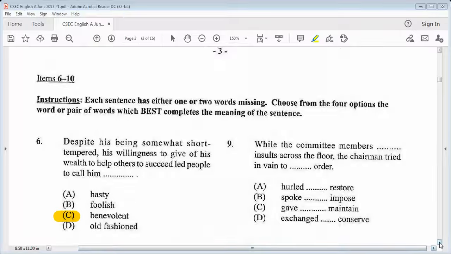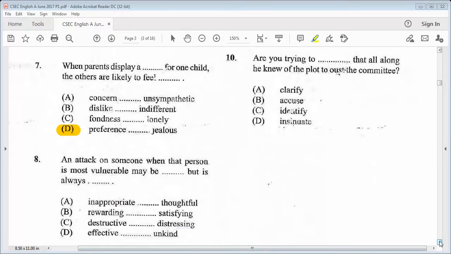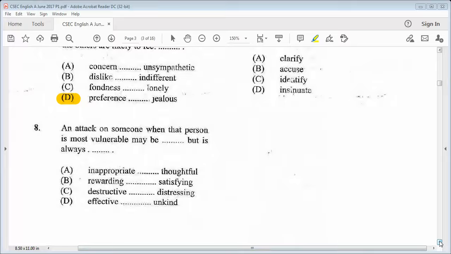Let's go on to 7. When parents display A for one child, the others are likely to feel. So when parents display D, a preference for one child, the others are likely to feel jealous. 8. An attack on someone when that person is most vulnerable may be blank, but it is always. The answer is D. An attack on someone when that person is most vulnerable may be effective, but is always unkind.